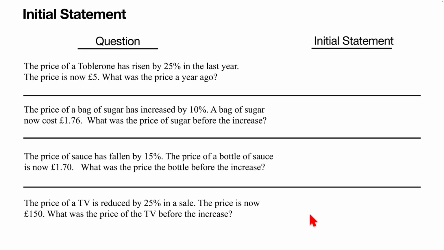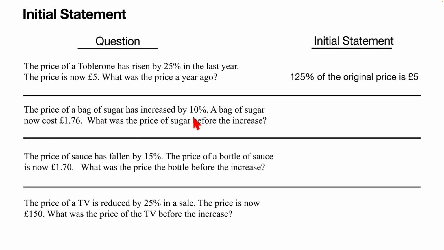The hardest part of this question, it seems to me, is finding that initial statement. Get that right and everything fits into place. So here are a few examples, and we'll just find the initial statement. The price of a Toblerone has risen by 25% in the last year. The price is now £5. What was the price a year ago? Well, we now have a Toblerone plus 25% added. We've got 125% of the original price is £5.